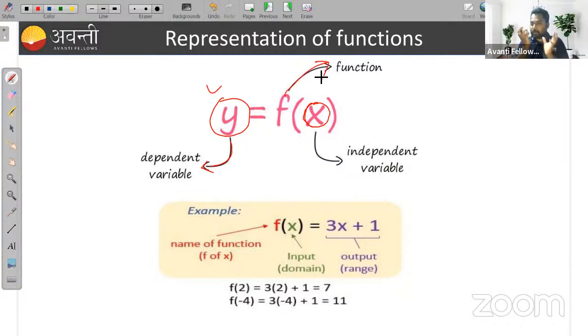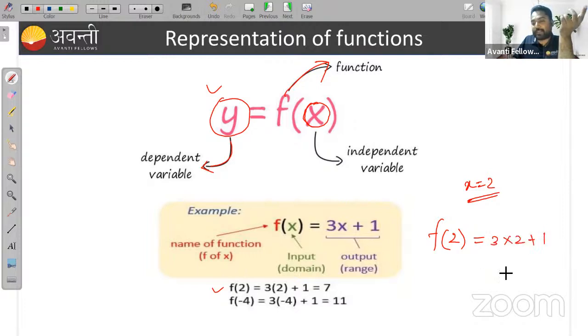You can take an example. Suppose I am taking a function f of x is equal to 3x plus 1, right? If I give some input to my function, suppose I am taking x is equal to 2. For f of 2, when I put 2 in place of x, what you are getting is 3 into 2 plus 1, that is 7. So 7 is your output and input is your 2.